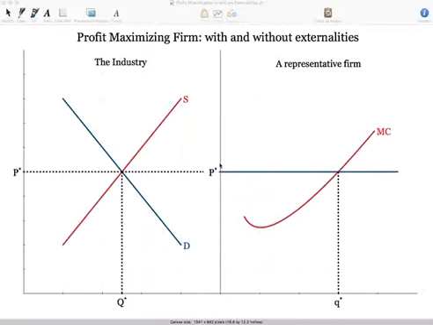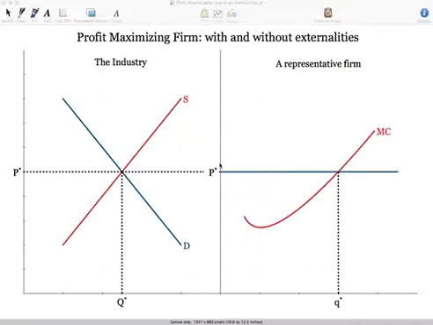And in this particular video lecture, I'm going to be taking a look at profit maximization for a firm in a perfectly competitive marketplace with and without externalities being present. And what you see right here is without externalities. There are no external costs that are being generated by a firm. All the costs of doing business are being absorbed by the firm.